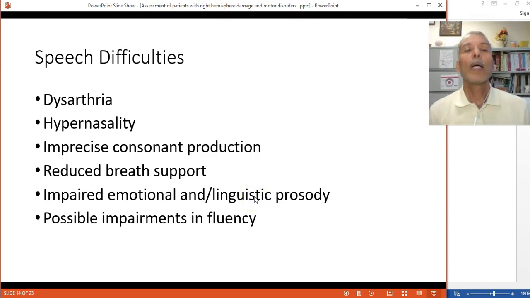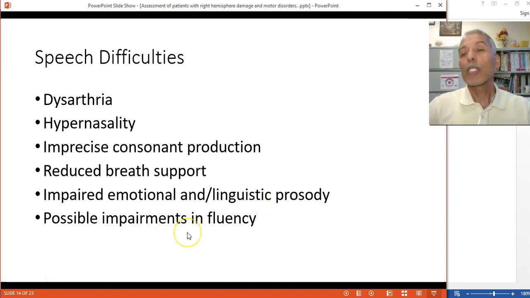Speech difficulties associated with TBI: the person might have dysarthria, they might have hypernasality. I'll explain when we speak about dysarthria why they would have the hypernasality. They might have imprecise consonant production and reduced breath support, because the nerves that activate the respiratory muscles will be affected, and that will decrease the ability to breathe deeply. Impaired emotional and linguistic prosody, especially if the damage affects the right hemisphere.